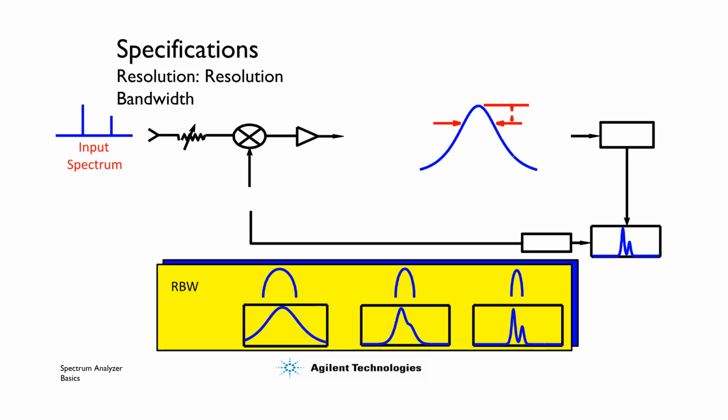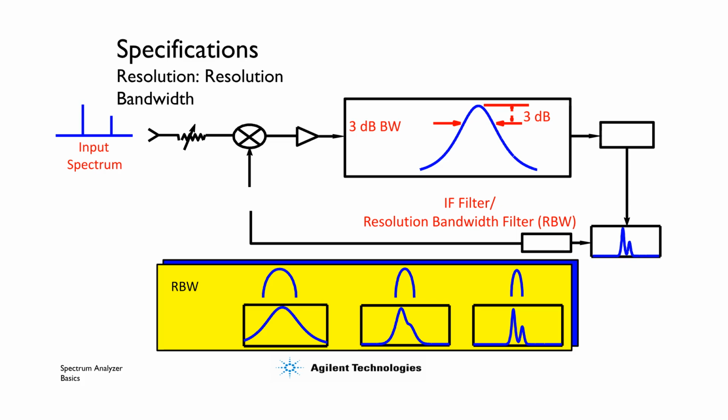Resolution bandwidth is defined by the IF filter's 3 decibels bandwidth. The filter's shape is crucial for separating signals, and the local oscillator stability is key to preventing signals from being spread or smeared across the display.